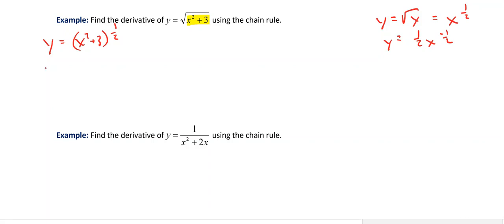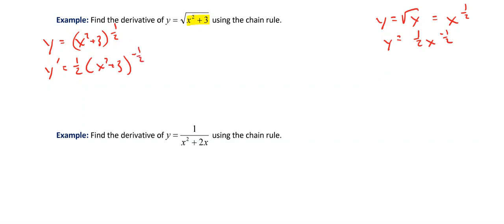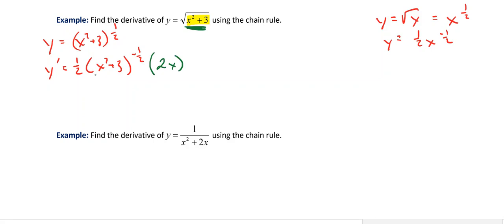Now we can apply the power rule. Bring the 1/2 down in front, times the x squared plus 3 to the 1/2 minus 1 or negative 1/2. And now the chain rule part. This is the chain rule. We have to take the derivative of the inside function, which is 2x. Or in other words, the derivative of this.